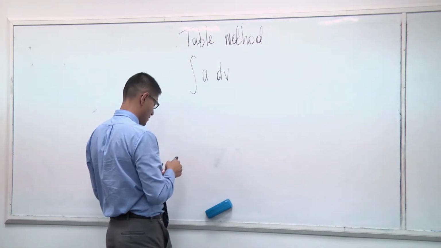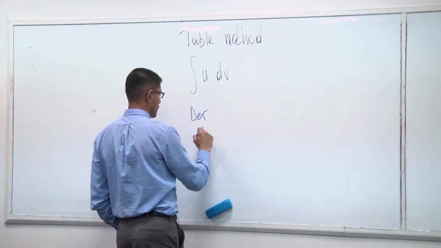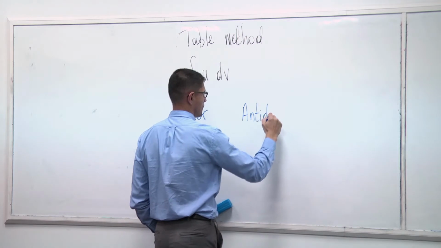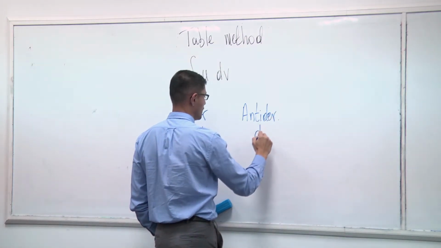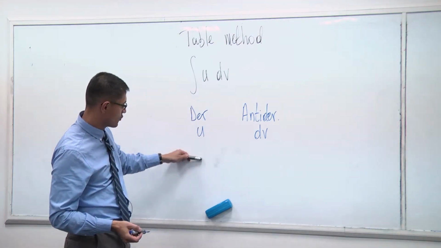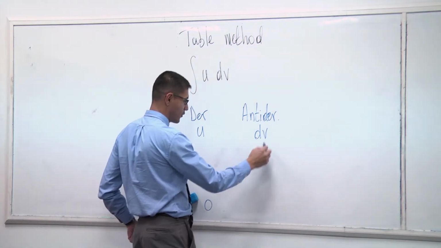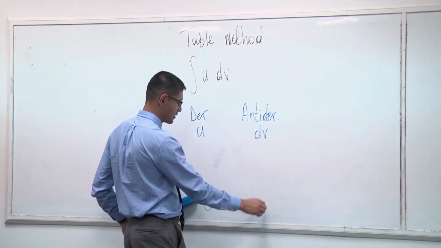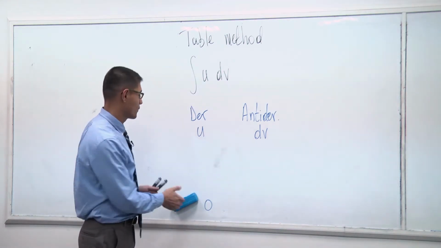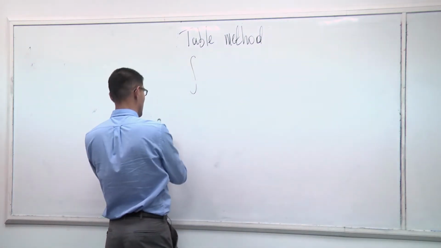In the first column, you put u, and then in the second column, you put your dv. And then in the first column, you want to take the derivatives as many times as you need until you reach 0. And then in the second column, you take antiderivatives as many times as you do on the left-hand side. And then you cross-multiply the terms, you get your answer.